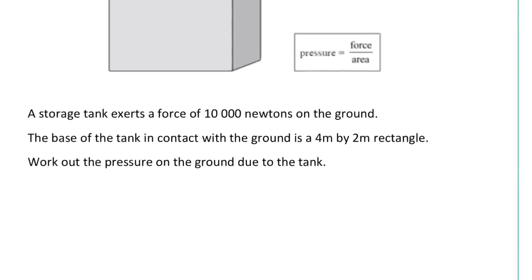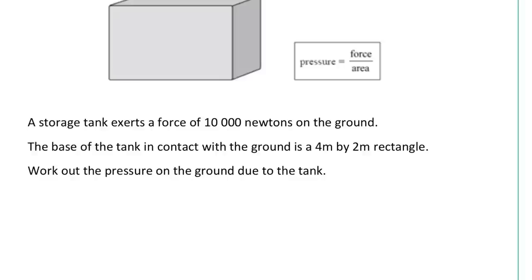We are looking at pressure, force, and area. It's a relatively nice one here, but it says a storage tank exerts a force of 10,000 newtons. So we've got quite a large number to use on a non-calculator paper, but the force is on the top just here. It's told us the force, that's 10,000. It wants us to work out the pressure, so we need to know the area. It says the base of the tank in contact with the ground is a 4 metre by 2 metre rectangle. So this length along the bottom is 4 metres, and this one is 2 metres.